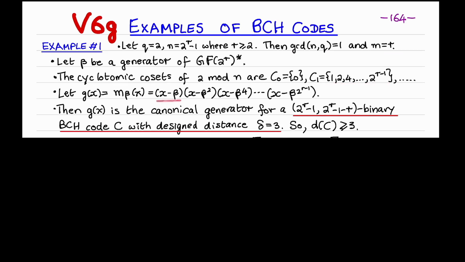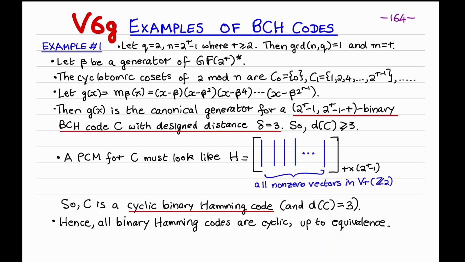Then g(x) has degree r and is the canonical generator for a binary BCH code C of length 2 to the r minus 1, dimension 2 to the r minus 1 minus r, and design distance 3. The design distance is 3 because C1 has two consecutive integers, 1 and 2. Hence, by the BCH bound, C has distance at least 3.